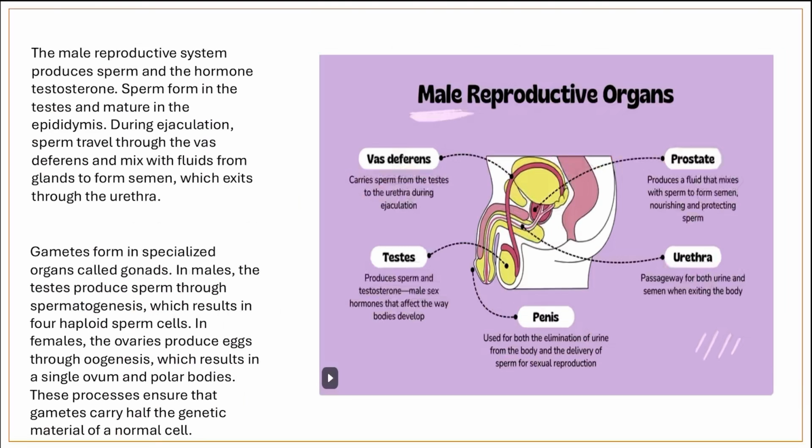Then we have the urethra, which is the passageway for both the urine and the semen when exiting the body. So here it just explains how everything works together in order for ejaculation to happen.